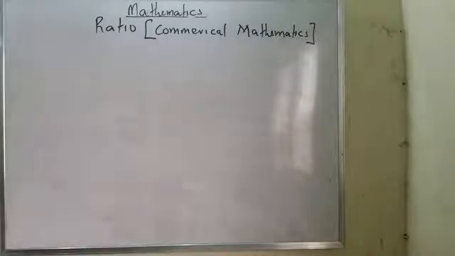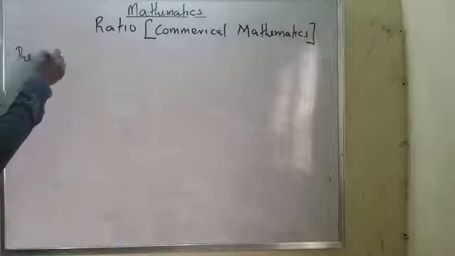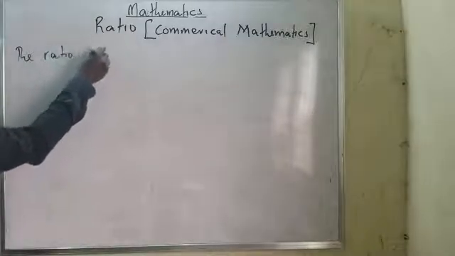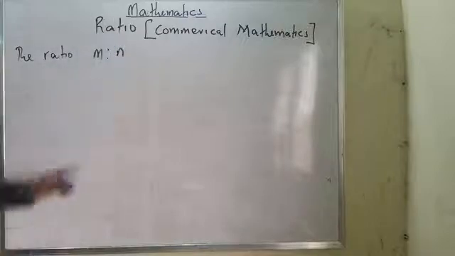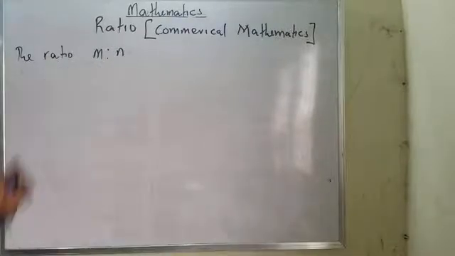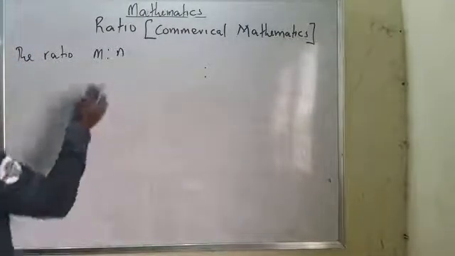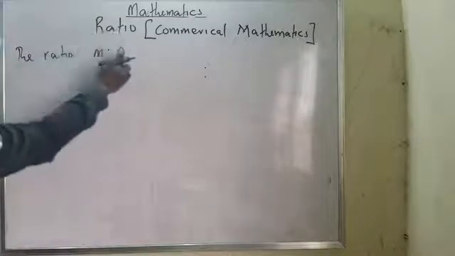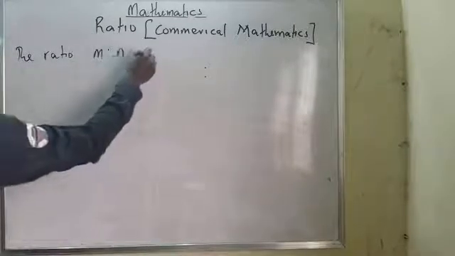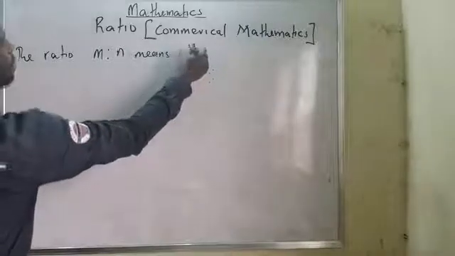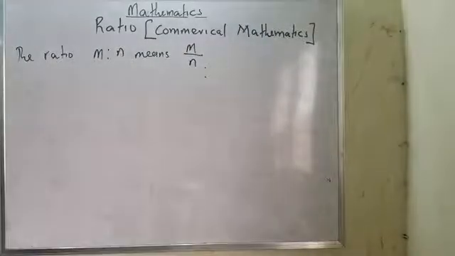Now, if we are talking about commercial mathematics, let me quickly explain what is called ratio. Just like we have the ratio of M to N, this is the symbol of ratio, something like this. Can you see? That is ratio. If I have M ratio N, the interpretation is M divided by N.